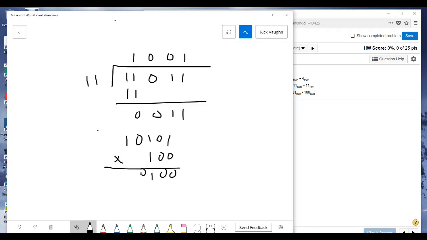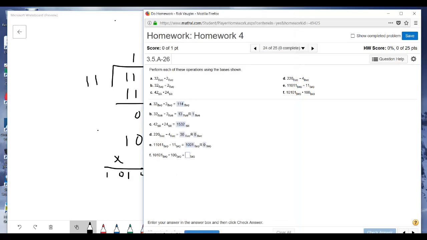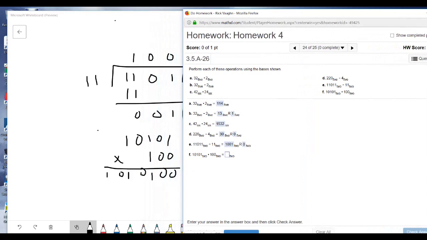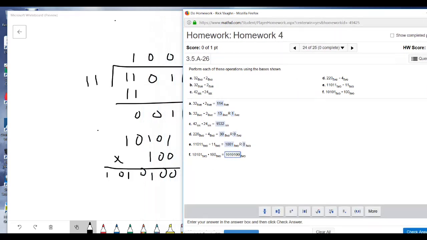Works pretty much like it does in base 10. No trades necessarily, nothing to add. And I'll just put that in with 0 remainder. Well, there's no box for a remainder because it's a multiplication problem. 1, 0, 1, 0, 1, 0, 0.